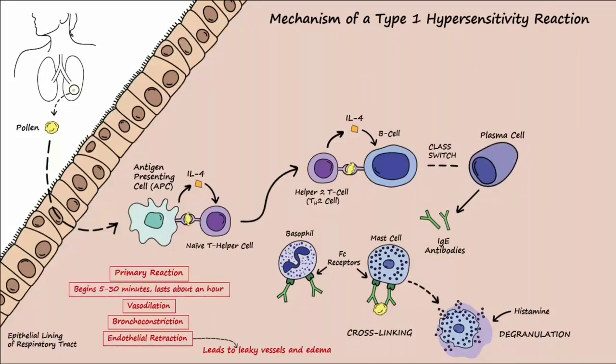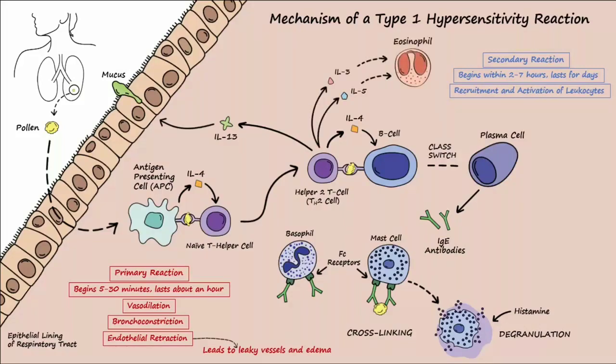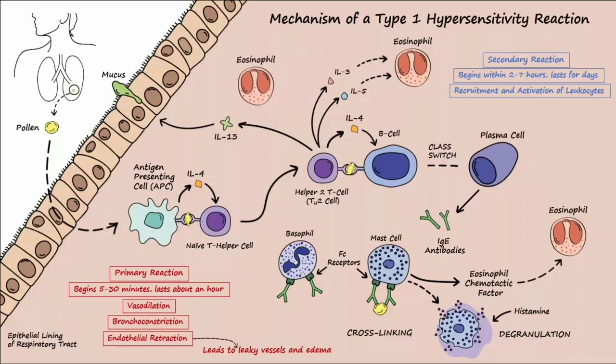The T helper 2 cell also releases IL-13, which causes epithelial cells to produce mucus. A secondary reaction begins within 2 to 7 hours and may last for days. This late reaction involves the recruitment and activation of leukocytes, like eosinophils, as the T helper 2 cells release IL-3 and IL-5, and as mast cells release eosinophil chemotactic factor. Eosinophils can be destructive to tissues and cause cell damage.